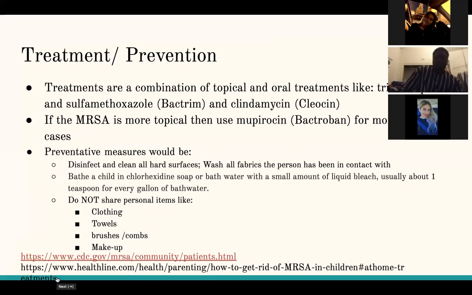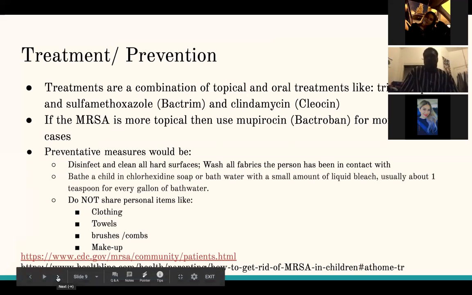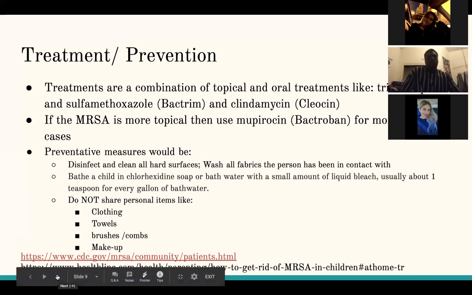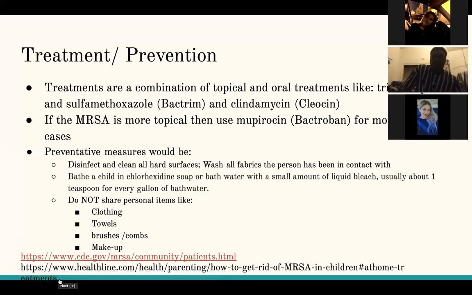The preventative measures are very similar to what we're doing in COVID right now. We're going to clean and disinfect all hard surfaces. You're going to wash all the fabrics and all the things you've been in contact with. If you have children, I think the best way would be to clean them with chlorhexidine soap and use a little bit of bleach to make a stronger solution to clear off extra bacteria. Another preventive measure would be not to share personal items like clothing and towels or makeup and brushes.